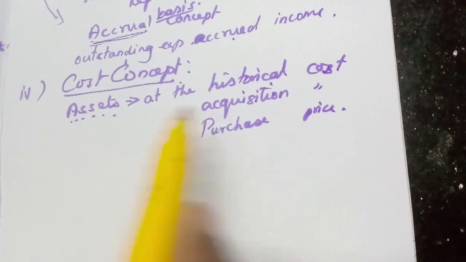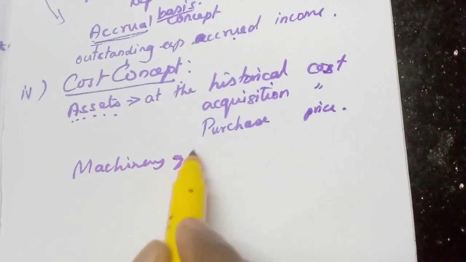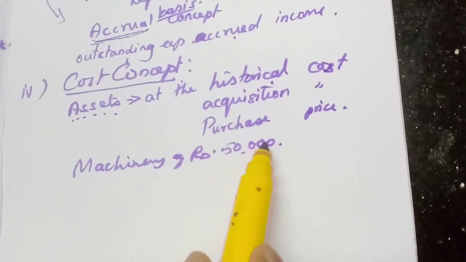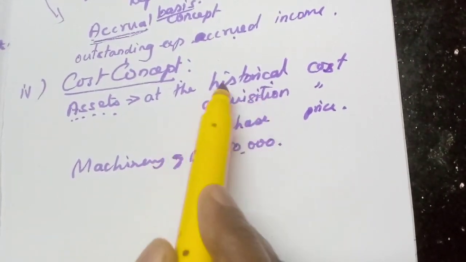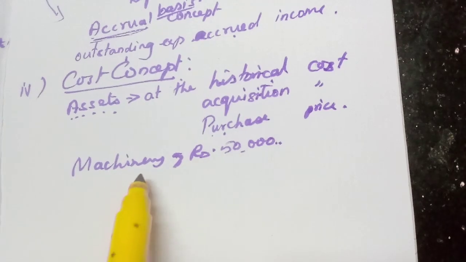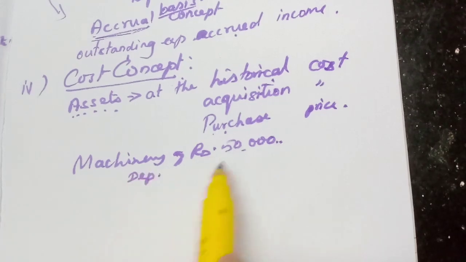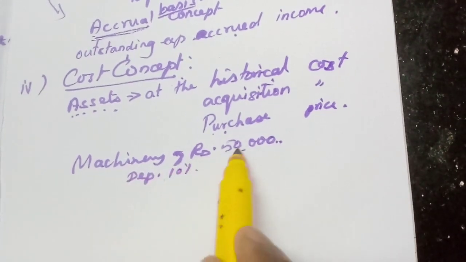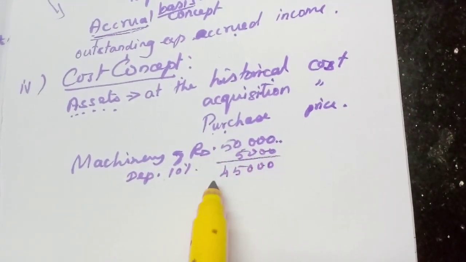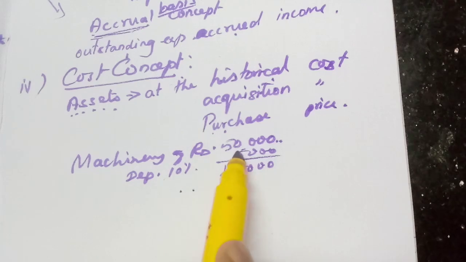I will give one example. If we purchase a machinery at a value of rupees 50,000, we record that we bought the machinery for 50,000. That is the purchase price. That is called acquisition cost or the historical cost. We are purchasing this for 50,000, and then we follow the going concern concept, so we will provide depreciation, isn't it? So if it is 10%, 5,000 will be deducted. So at the end of this year we will have 45,000, and next year we will again take 10%, the same.